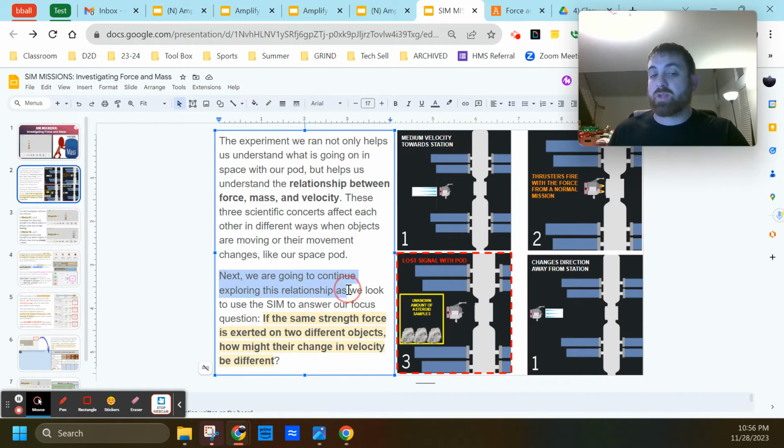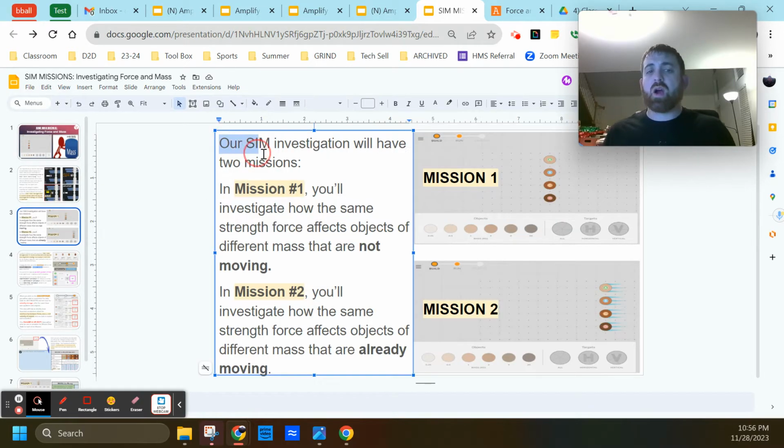Next, we are going to continue exploring this relationship in the sim to answer that question. If the same strength force is exerted on two different objects, how might their change in velocity be different? So, our sim investigation will have us do two missions.